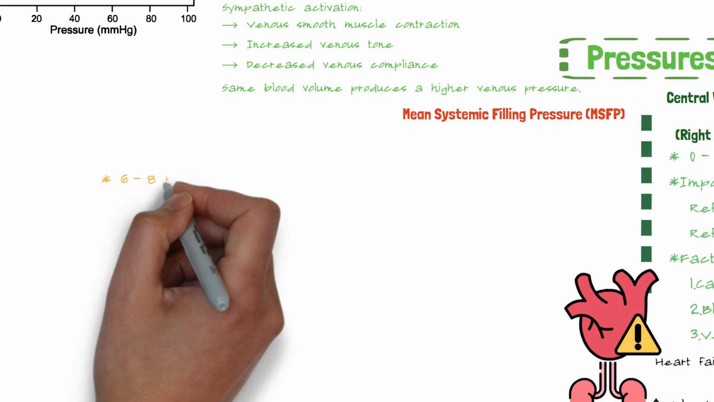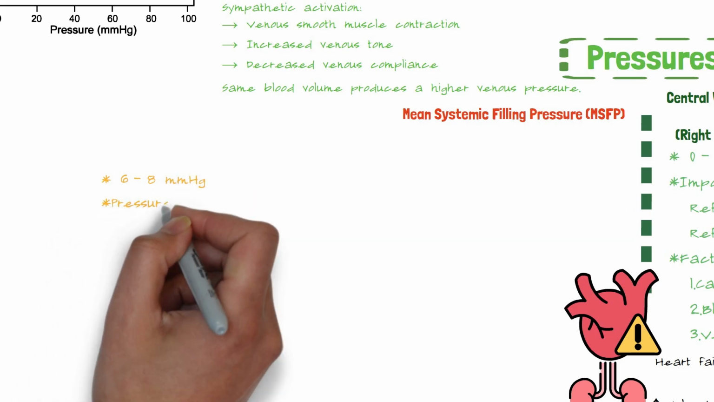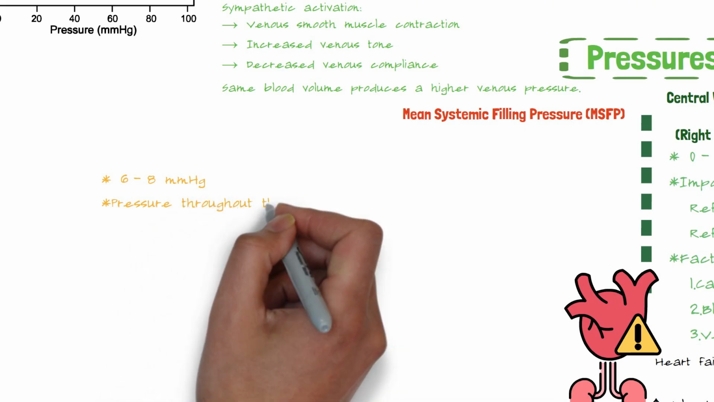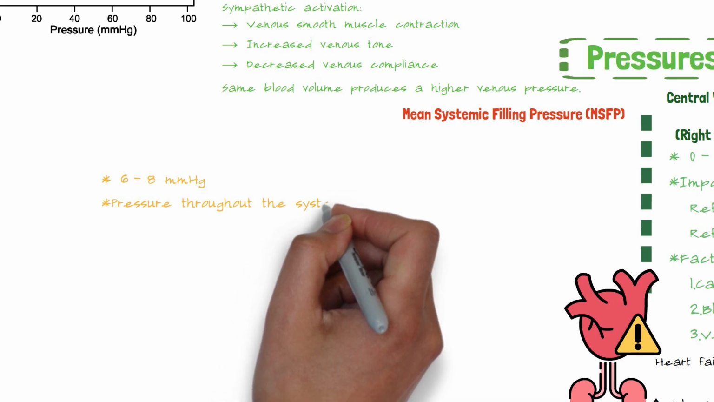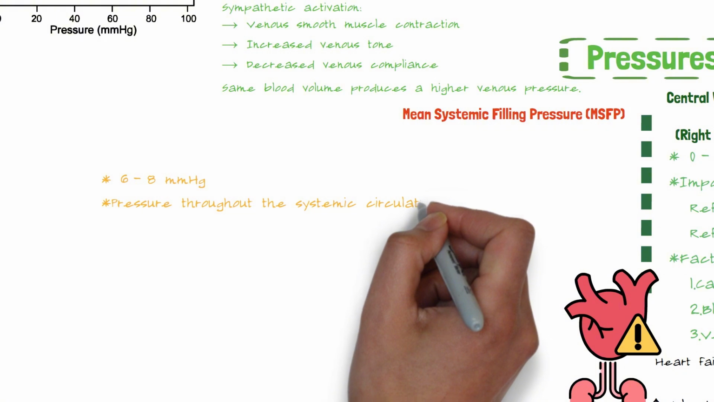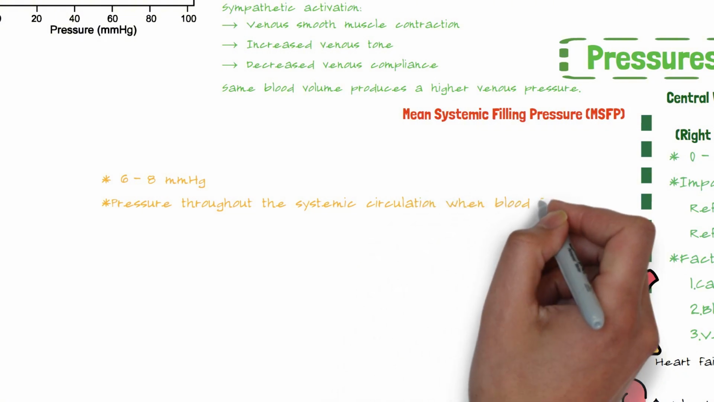Let's move to the mean systemic filling pressure, the value 6 to 8. Also remember this normal value. Unlike the central venous pressure, the mean systemic filling pressure is mainly a physiological concept, and it's not measured in clinical practice. It is defined as the pressure throughout the systemic circulation when the heart stops pumping and the blood flow stops.